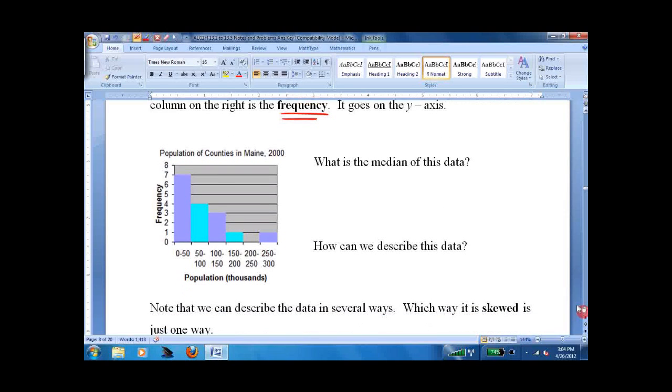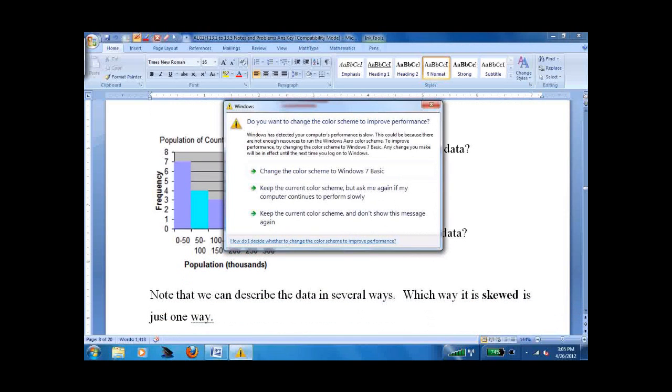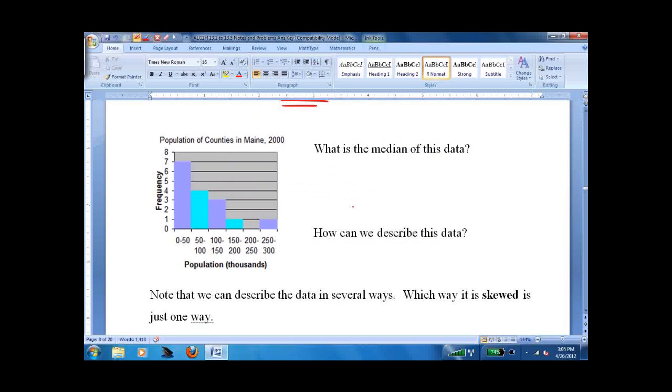So here's some data, the same data that's been put into histogram form. And I'll show you how to do that momentarily. And if you look, it says 7 counties have between 0 and 50,000 people. 4 have between 50 and 100. It's the same thing. So we look at this, and it's a little bit easier, but not that much, to say what is the median of this data.